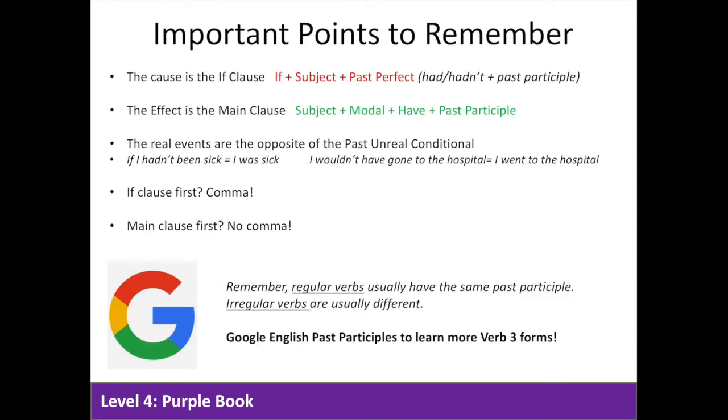Again, some very important things to remember in order to form the past unreal conditional. The cause is the if clause. So if plus subject, then the past perfect rules. Whereas the effect is the main clause. We start with the subject, followed by the modal, then have, and the past participle.